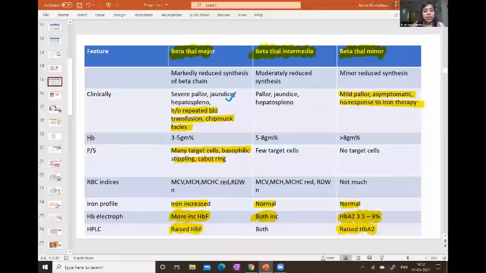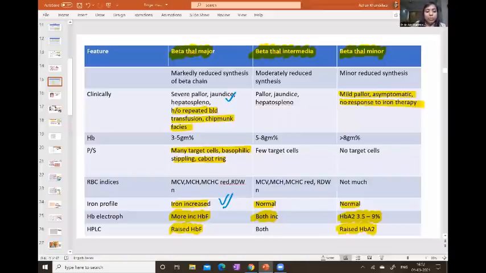So in major, the iron levels are increased, right? Whereas in intermediate and minor, they will be normal. A very important investigation which we do for hemoglobinopathies, that is sickle cell anemia or thalassemia, is hemoglobin electrophoresis, right?